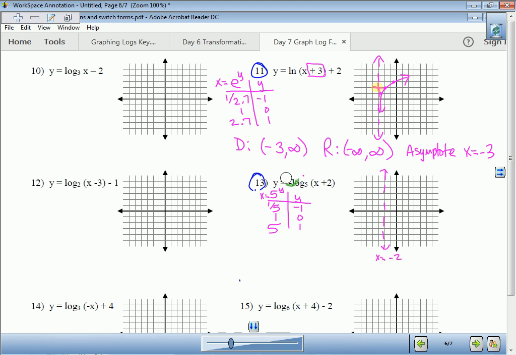Okay, now let's look at this negative. A negative out in front of the function always changes the y's. So this actually becomes a +1 and this a -1. A negative in front changes your y's. So we go over 1/5 up 1. 1, 0. And then over 5, down 1. And there's my function.